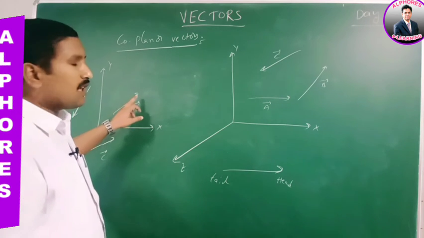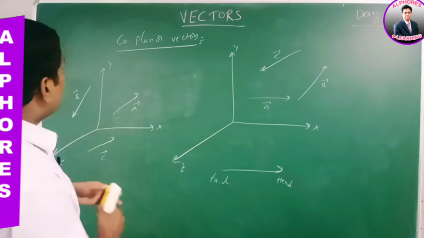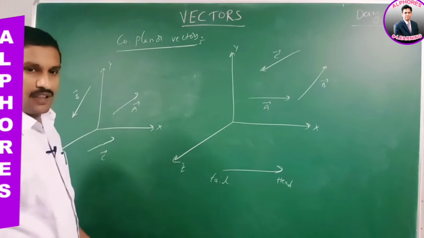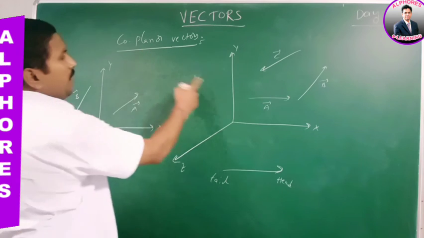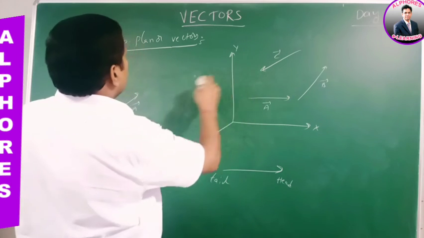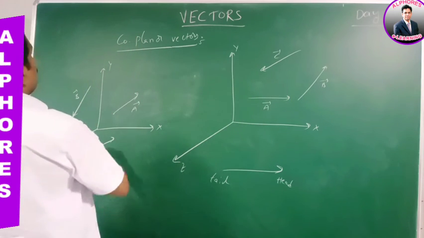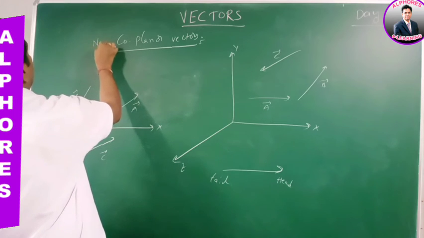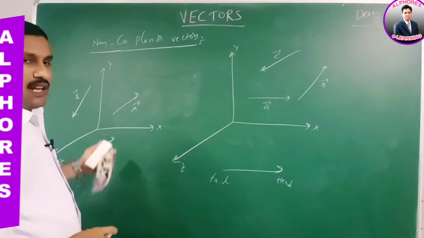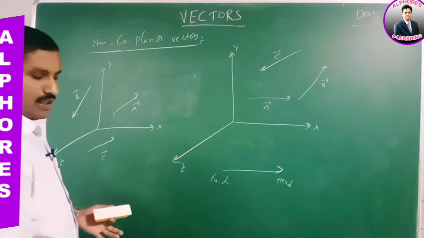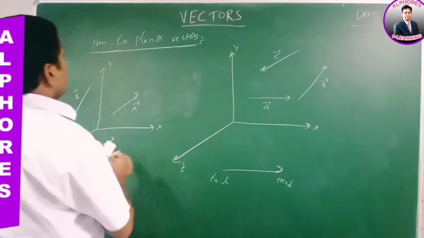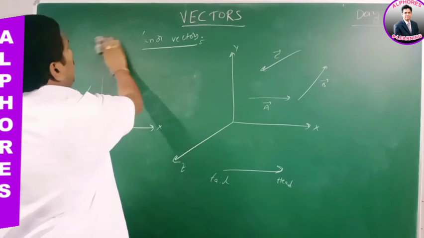In this case more than two vectors are not confined to a single plane. Okay. So non-coplanar. Coplanar means all vectors belong to the same plane. Non-coplanar means more than two vectors which are not confined to a single plane. Okay. So these are the basic definitions of coplanar and non-coplanar vectors.